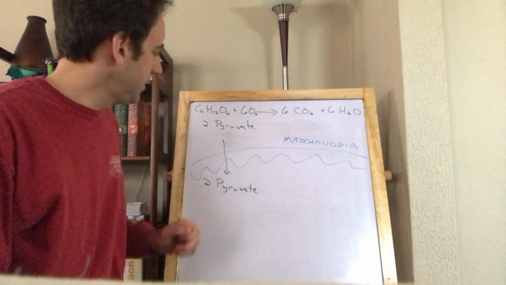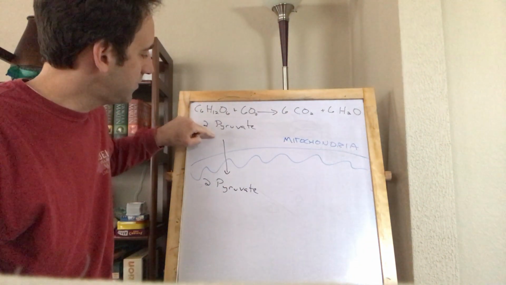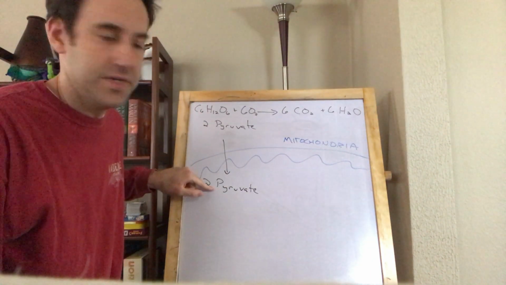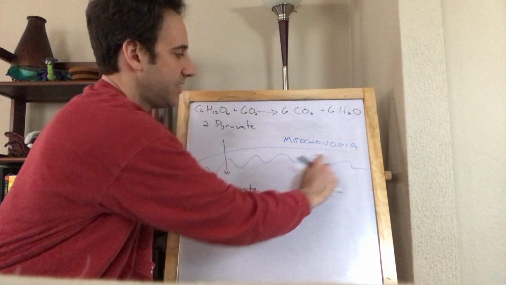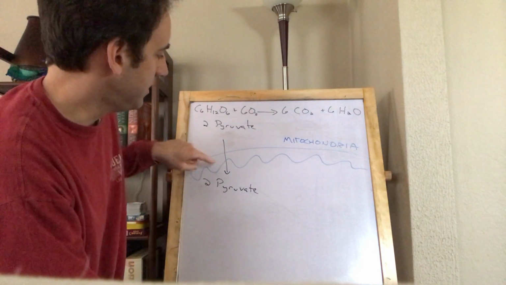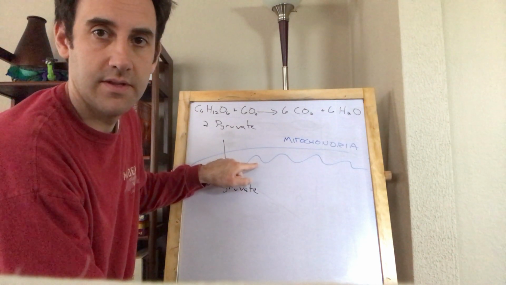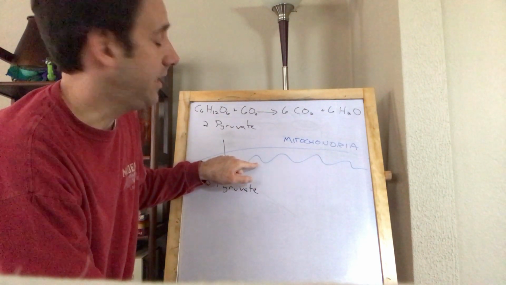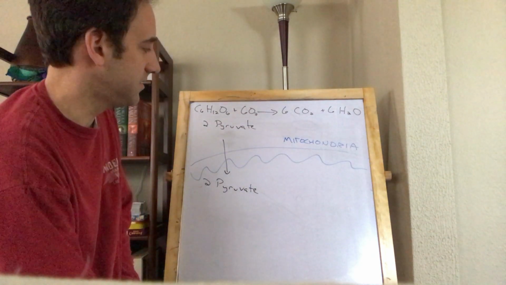Okay, so once the pyruvate is produced by glycolysis, it is then going to enter the mitochondria. You may recall the mitochondria has an outer mitochondrial membrane. It has an inner mitochondrial membrane. The inner mitochondrial membrane is highly folded. Each little infolding is called a cristae, and that is there to increase the surface area for reasons that we'll discuss in a moment.